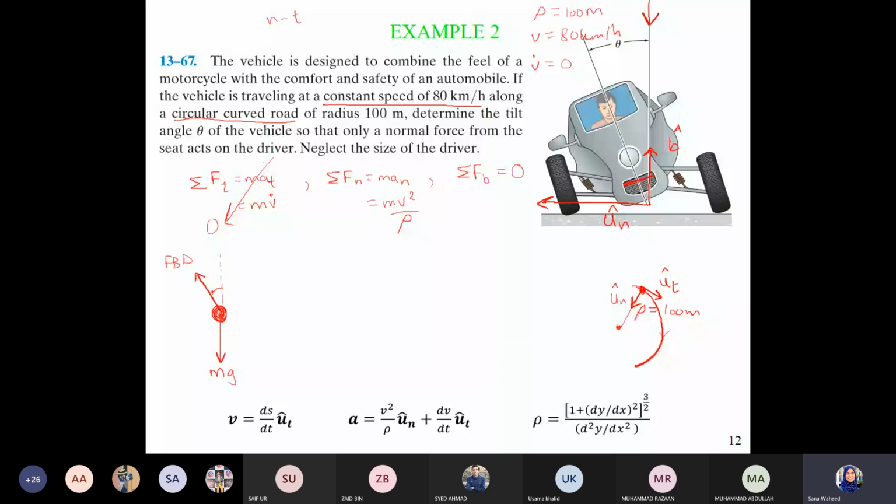Theta. This normal force is coming. Why? Because as I said, he's tilting like so. See, he has tilted a little bit overall. So the normal reaction that has to be provided on this person, let's say, is going to be something like this.